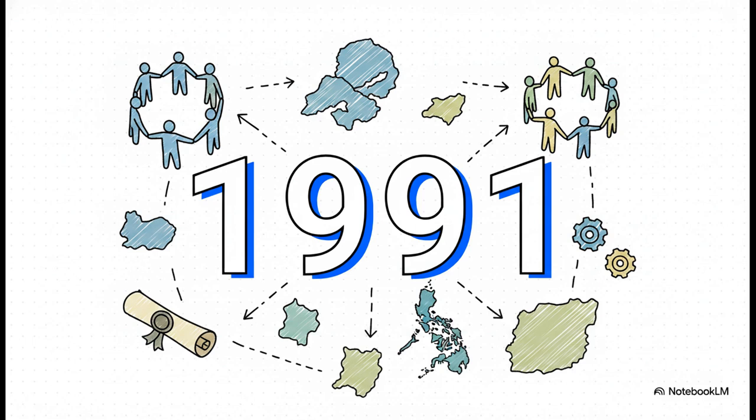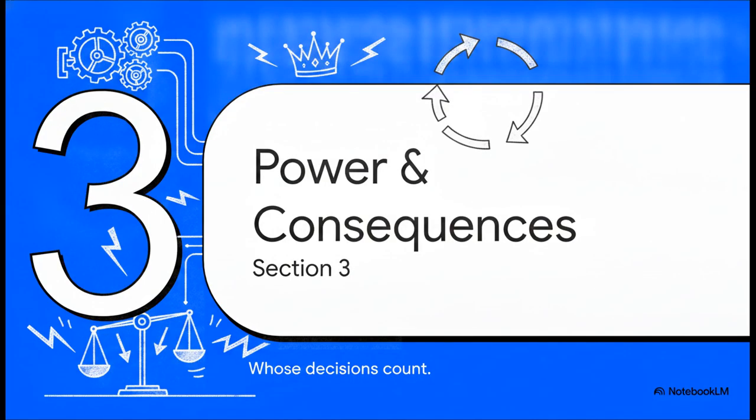This law legally institutionalized shared governance by devolving power. It essentially recognized that local communities and barangays actually have the authority and the responsibility to manage their own affairs. It literally brought the power to make changes right to your front doorstep. Next up, Section 3, Types and Consequences of Power. Let's talk about whose decisions actually count.